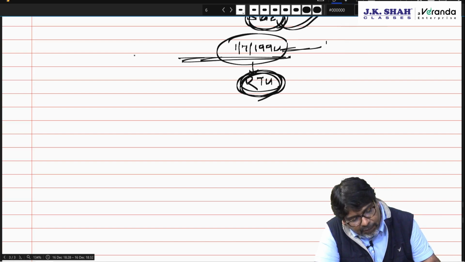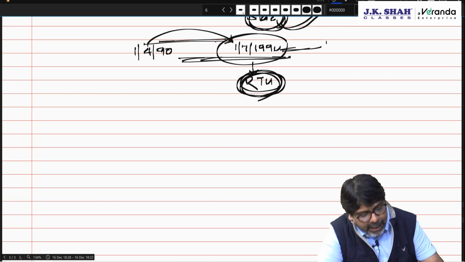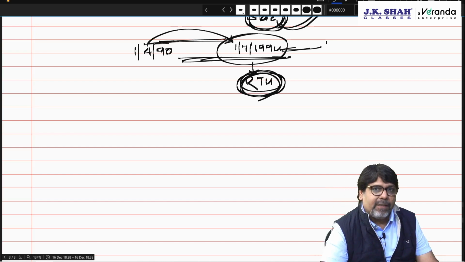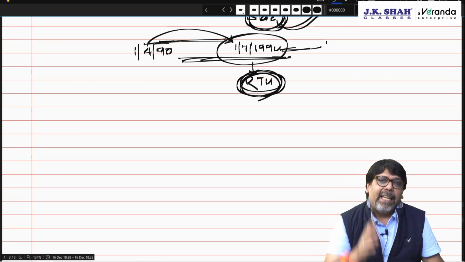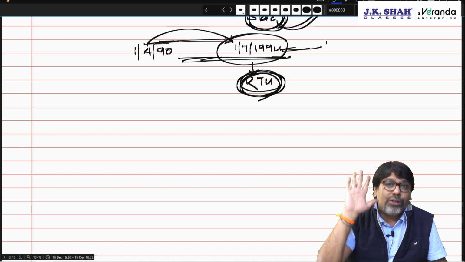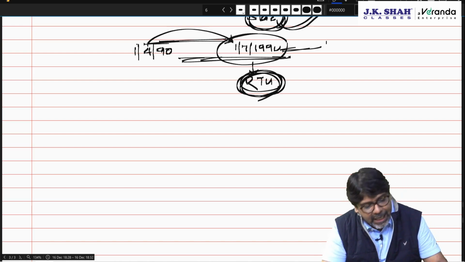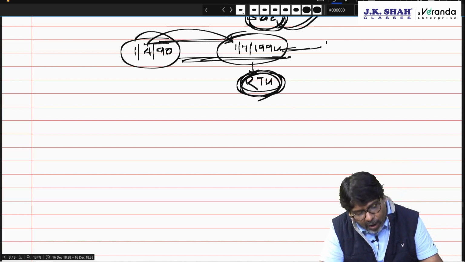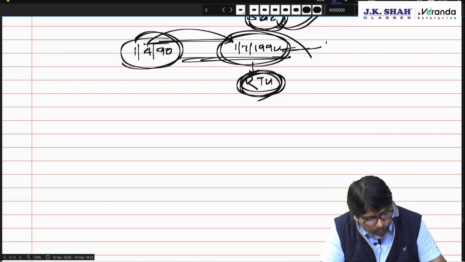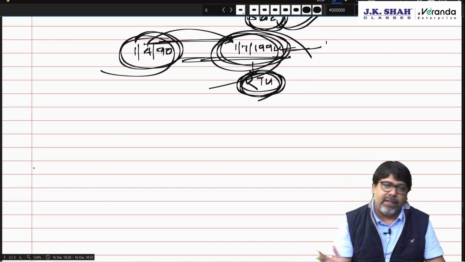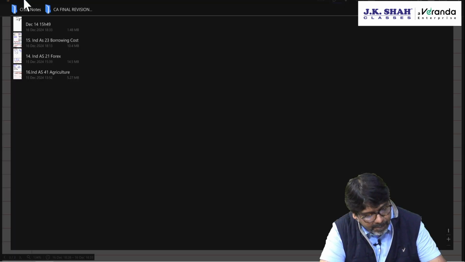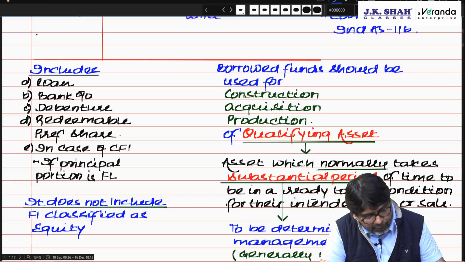But Chartered, if you repaid the loan on 1/4, then obviously from 1/4/90 to 1/7/90, did you incur any borrowing cost? No. So should interest for these three months be capitalized? No. So what to say? That capitalization should stop when the loan is repaid or construction is done, whichever is earlier. Am I clear? Yes or no?